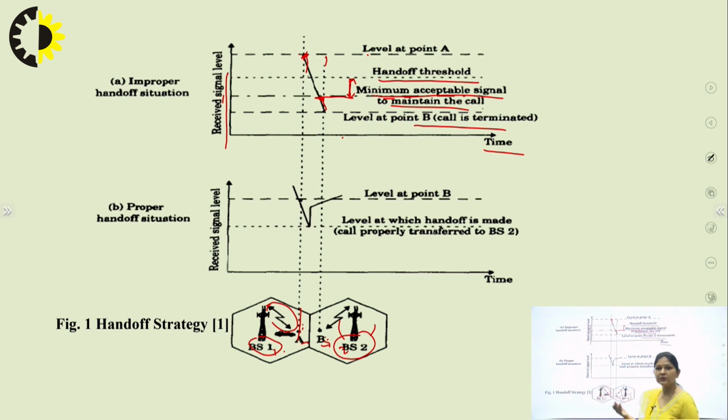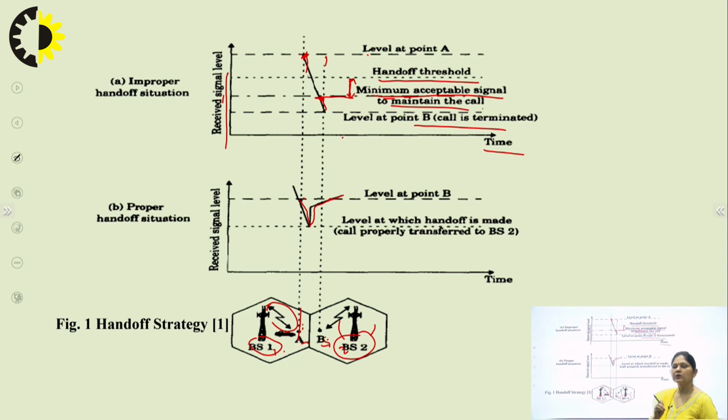And what is the proper situation for handoff? You can see here the same 2 levels. This is the level at point A, and this is the level at point B. Now the decision for handoff has been taken within this range, and the call is continuing at point B. That means a proper decision has been taken, and proper handoff is there. That's why the call is not terminated.